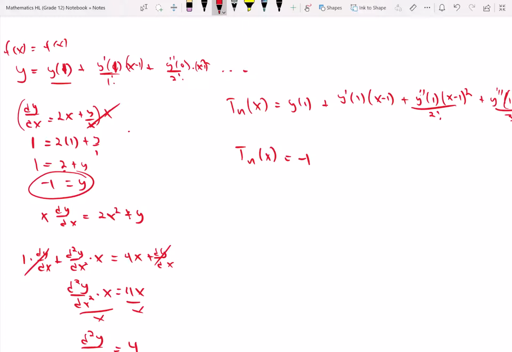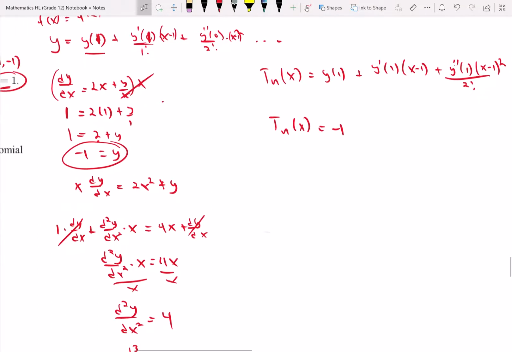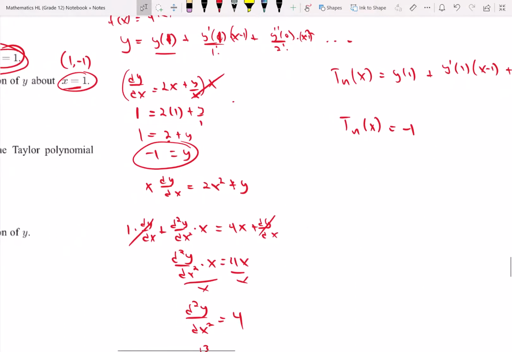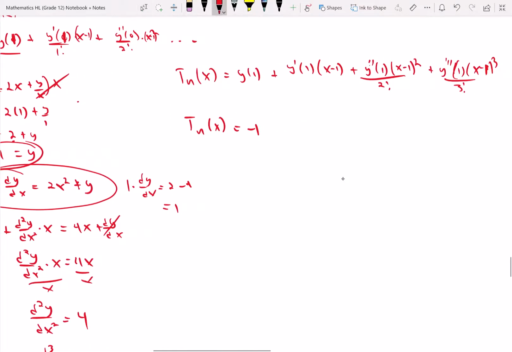Then what's the derivative evaluated at 1? I'd go down to this one. I could go up to the original one too. If x is 1, y is negative 1, we've figured that out. So if I plug in 1, I get 1 times dy dx equals 2 times 1 minus 1, which is just 1. So the derivative evaluated at 1 is 1. So I have 1 times x minus 1.